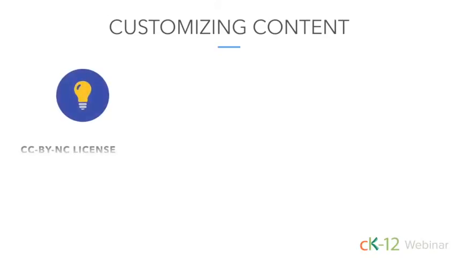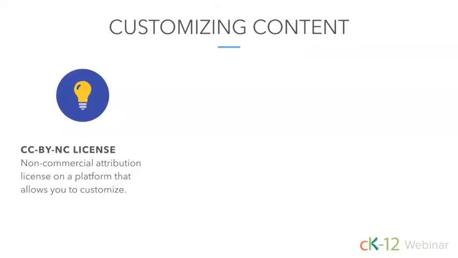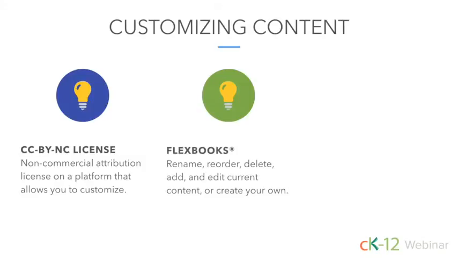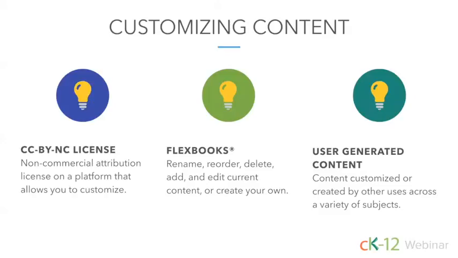So in order to do that, we're going to go through 3 topics. The first is our license, so our CC BY-NC licensing. The second is the heart of our customization, namely FlexBooks and what you can do with them. And the third is more about how content that you and other users create and customize appears on our site. We've kind of talked about that a bit, but we'll refresh that as we go through.